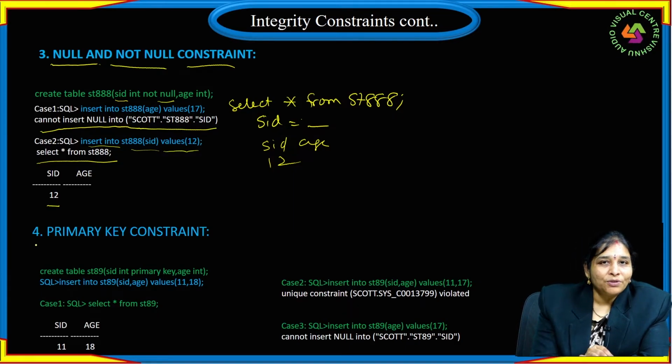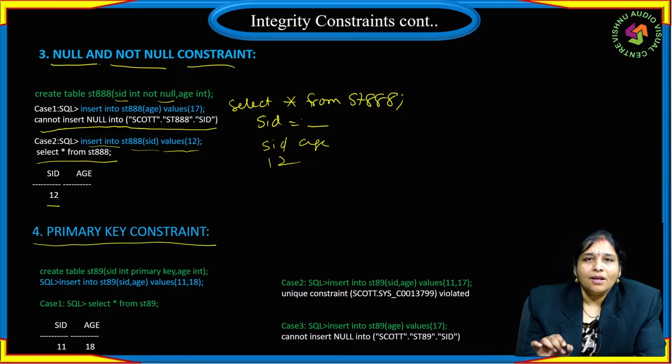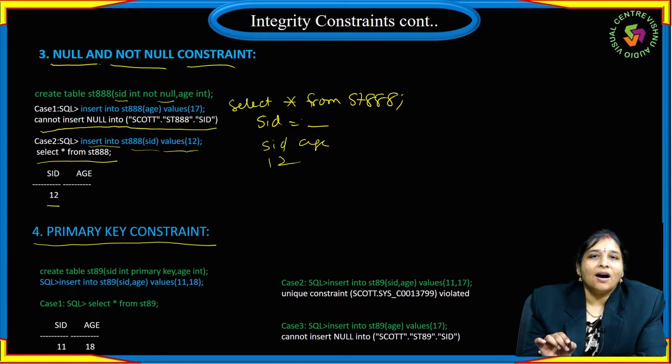Now let us move on to the next very important constraint, the reason why we are having this session: the primary key constraint. Everybody knows a key is nothing but a field or set of fields that uniquely identifies a particular entity in an entity set, or a particular row, or which distinguishes one student from another student.